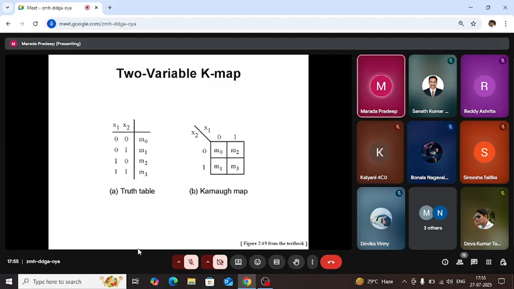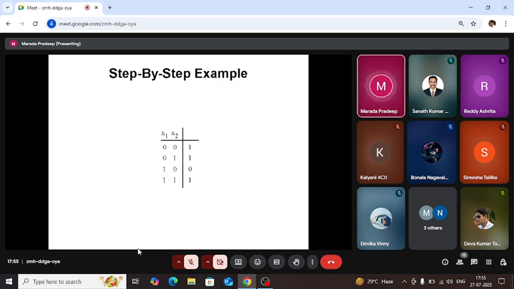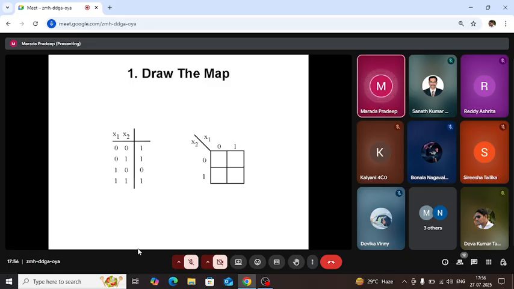Two variable K-maps are discussed step by step. Here I saw one example: 0 0 gives 1, 0 1 gives 1, 1 0 gives 0, 1 1 gives 1. It means minterm 2 is not present, the remaining are all present. Here I derived using the SOP technique only. Using POS also we can simplify. Here see, m2 is 0, the remaining three are present.